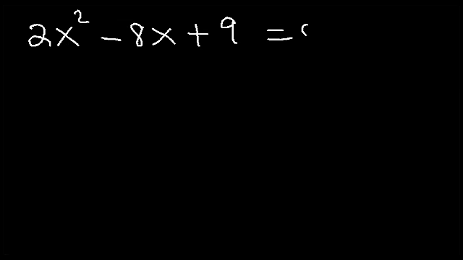Try this example. 2x squared minus 8x plus 9. Go ahead and solve for x. So we can't divide every number by 2 because 9 is not even. So I wouldn't recommend that course of action. So let's go ahead and subtract both sides by 9.